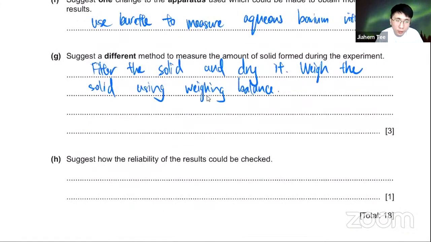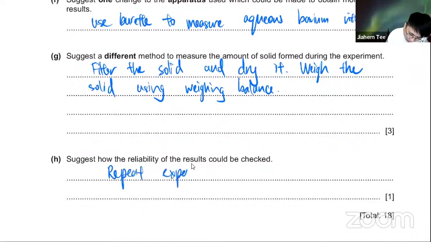Then going down, suggest how the reliability of the result could be checked. How to make sure your result is correct, how to make sure your result is accurate? In all kinds of experiments in biology, physics, chemistry, the best way to double check your result is to repeat the experiment and compare results.